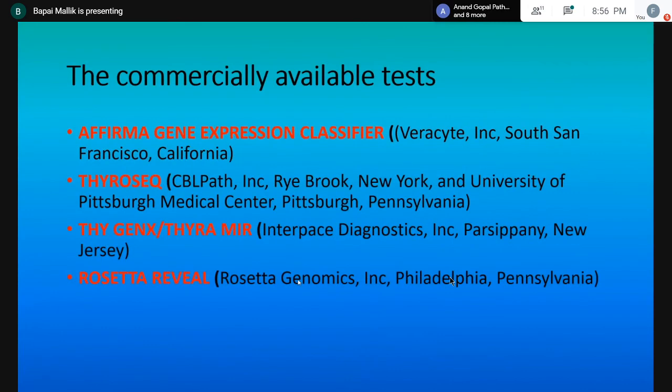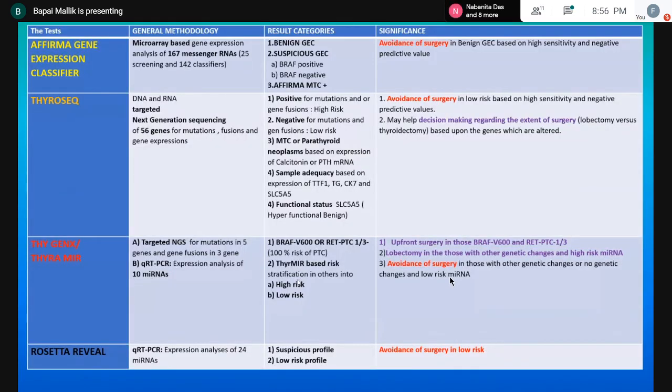And these are some of the available commercial tests: Afirma gene expression, ThyroSeq, ThyGenX, and RosettaGX Reveal. If you want to keep up, this is what you should look at. These are the four tests. The general platform is different. Afirma is a microarray based gene expression test. ThyroSeq is a next generation sequencing test, but a targeted next generation sequencing test. We are looking for specific mutations. It is not whole genome sequencing.